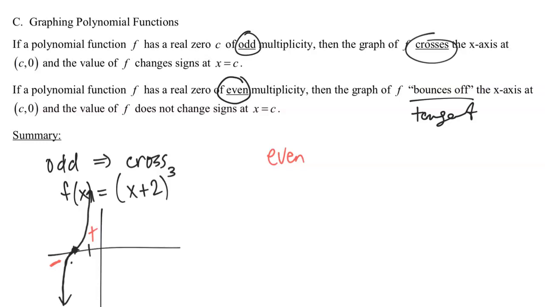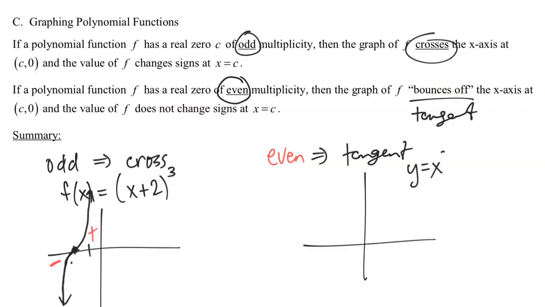And so what does it mean if we have an even multiplicity? It means that the graph is tangent to the x-axis. And so a really good example of this would just be y equals x squared. So y equals x squared equals 0 at x equals 0. And then what happens at 0? Well, the graph comes down, it touches or bounces off of that zero, and then bounces back up.